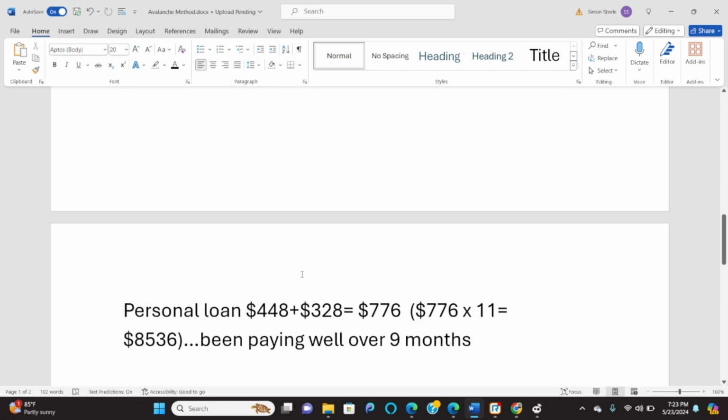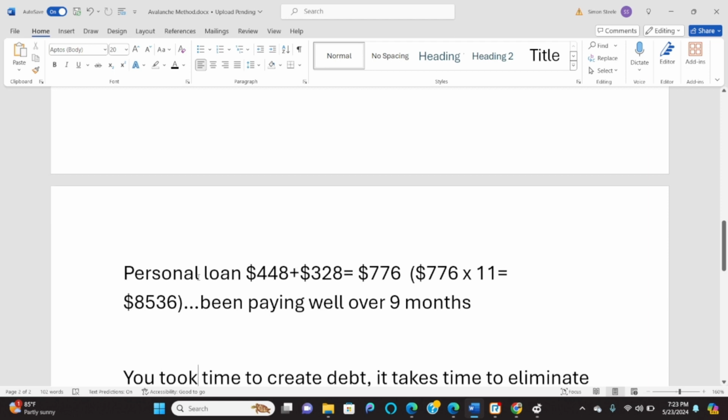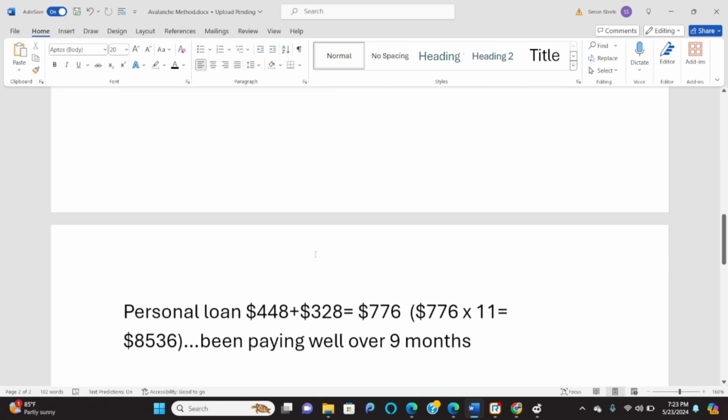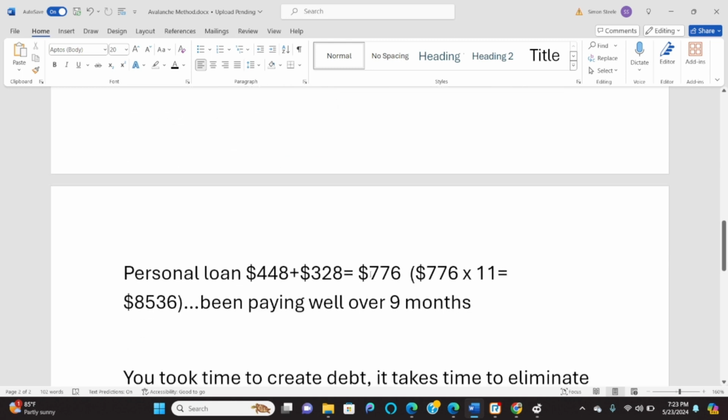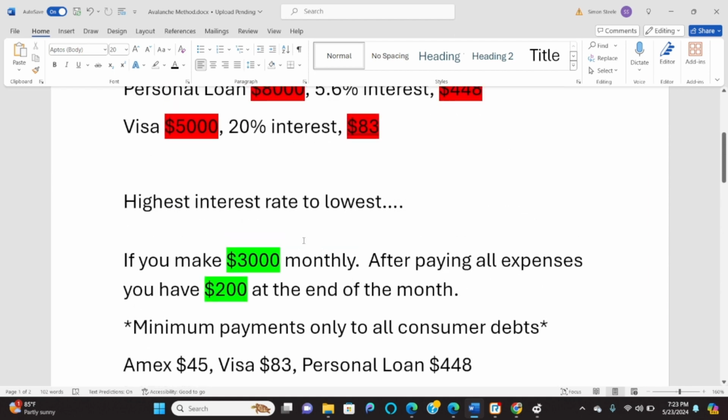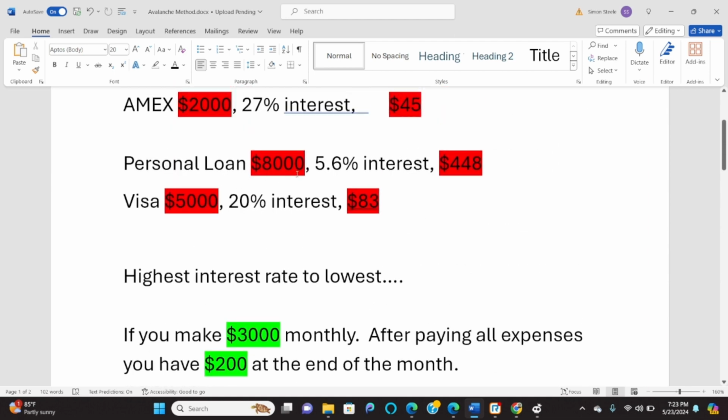Avalanche Method says now attack that smallest interest rate, which was the 5.6 on the personal loan, that 448 minimum plus the 328 freed up because of all the other debts now paid off. You have $776 to attack that $8,000 loan balance.